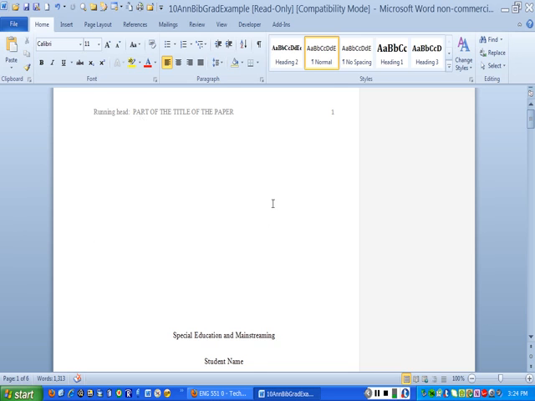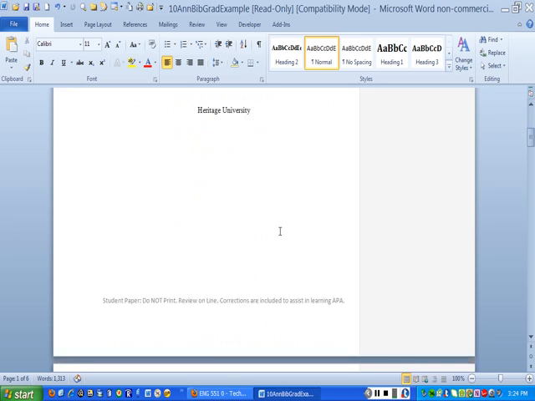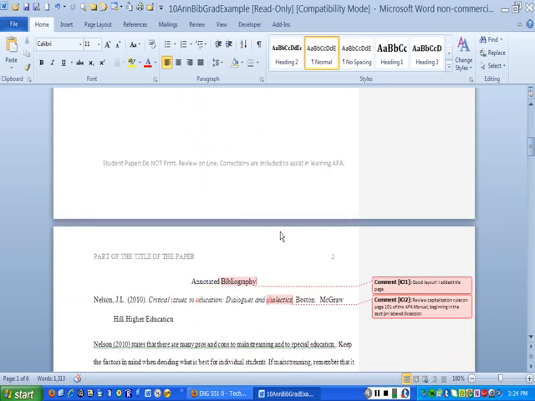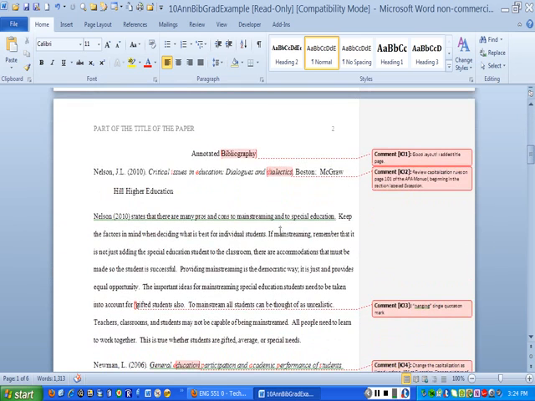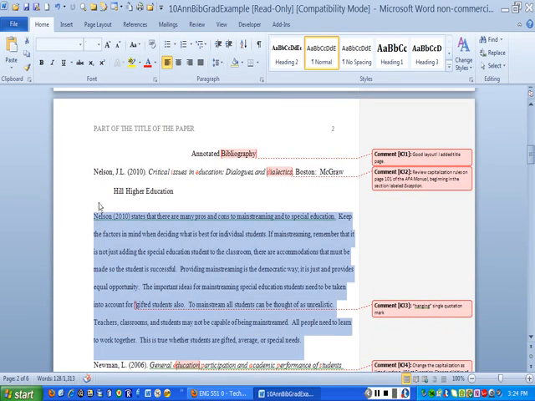Add a running head, which is a part of your title. This student's title was Special Education and Mainstreaming. Student's name, Heritage University. And then your next page would simply, you could say Annotated Bibliography, or you could just say summaries of sources or summaries of references, because later what you'll be doing is you've got your 7 sources here.